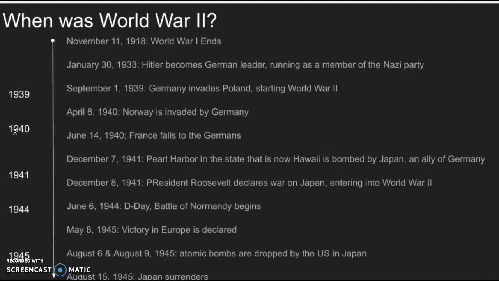Japan was an ally of Germany during this time, and was upset with the U.S. because the U.S. stopped doing trade with Japan because of its alliance with Germany. So the next day, our President Roosevelt declared war on Japan, and that's how the United States entered into World War II.